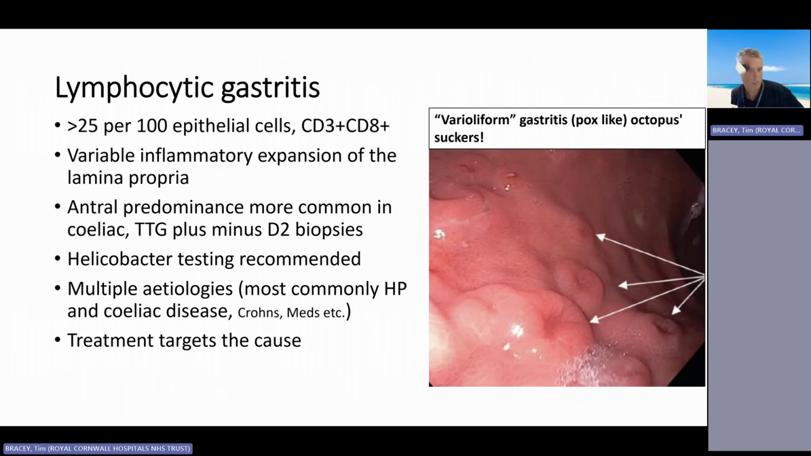There's a variable inflammatory expansion of the lamina propria, tends to be more antral predominant. That antral predominant pattern is more common in celiac patients. But if they don't have known celiac disease, I would still recommend, especially if you don't find Helicobacter, to do a TTG, or for your clinical colleagues to do a TTG to make sure that they don't have celiac disease. Helicobacter testing is always recommended, but there are multiple etiologies, medications and Crohn's disease, etc. So all they do is target the cause in order to treat this.